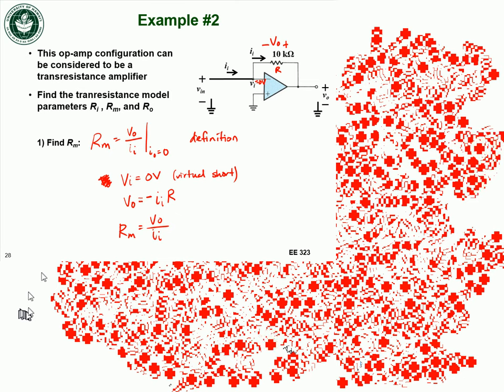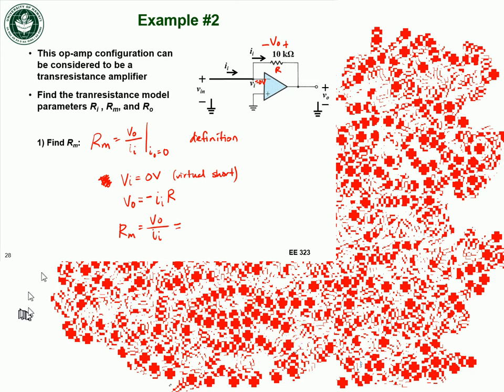So I can just write that this is a transformation of the equation right above it. So this is negative R. And R is 10 kilo ohms. So my transresistance term for the transresistance amplifier is negative 10 kilo ohms. Any questions on this? Okay.